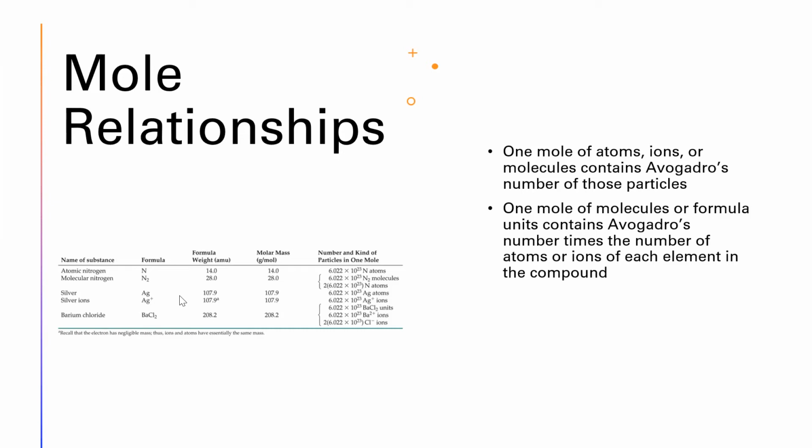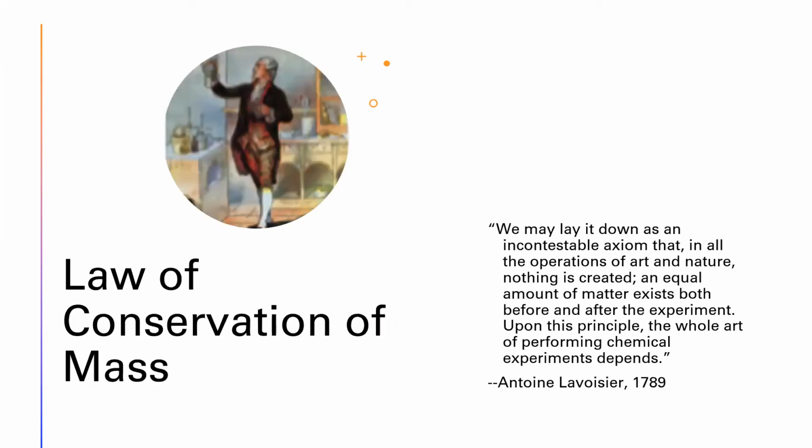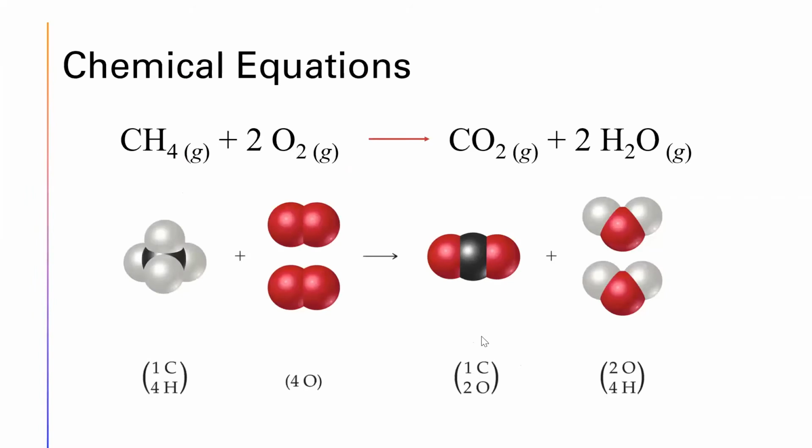Hopefully you understand it. And then we'll continue to the law of conservation of mass. This is the basis of a chemical reaction, from Antoine Lavoisier. Why do we have to understand the law of conservation of mass? Because the chemical equation is based on that. Here, for example, we have methane, and then we have oxygen.